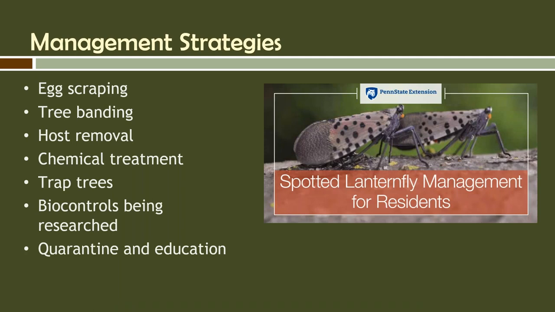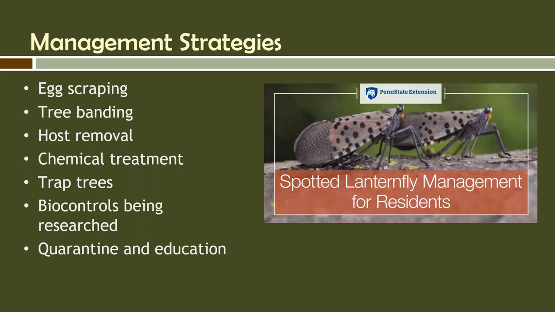Now, the last thing I want to cover is the management strategies. There are several different strategies used by the states to control the spread of spotted lanternfly. It's not all kind of helpless. So some of the most common methods are things like egg scraping, tree banding, host removal, chemical treatments, trap trees, biocontrols. So we're going to go into those in a little more detail.